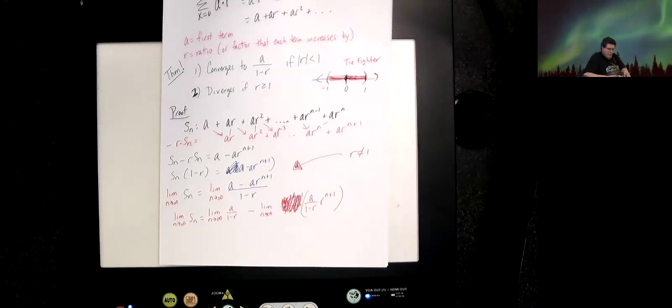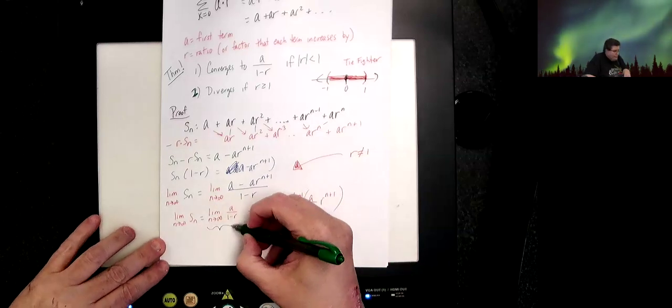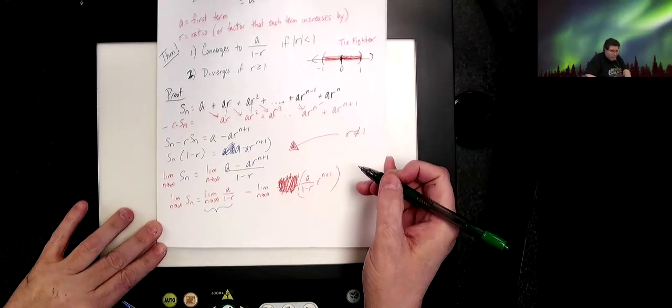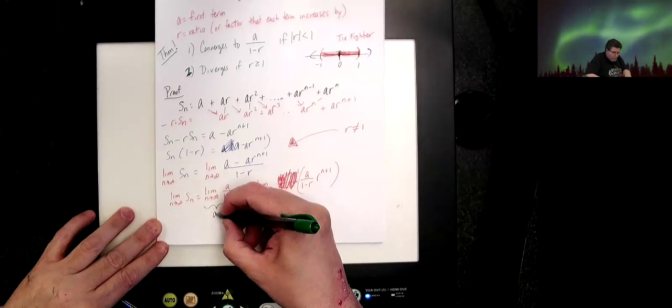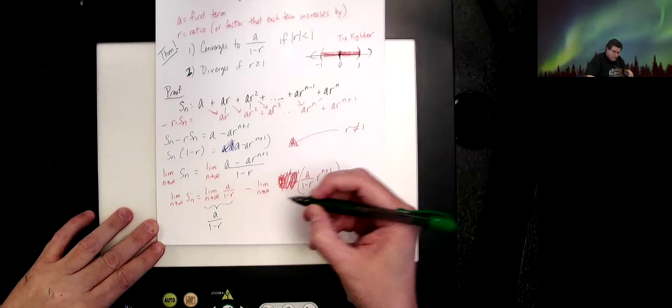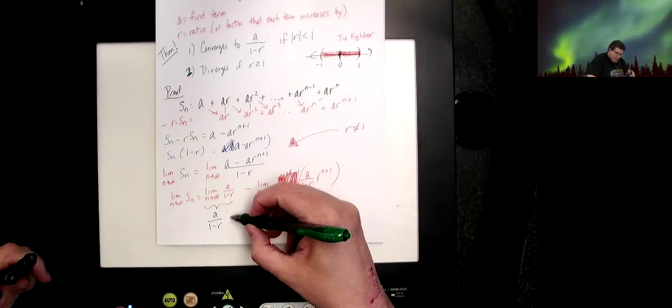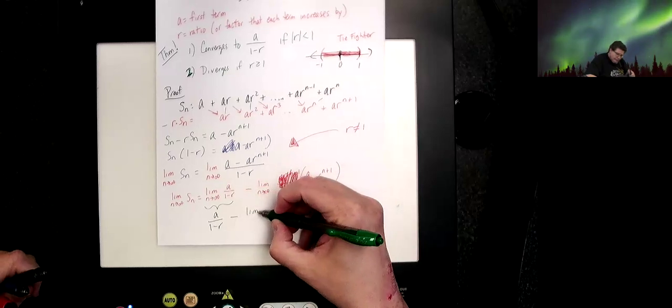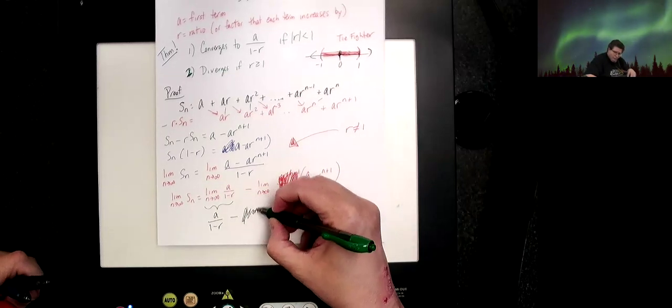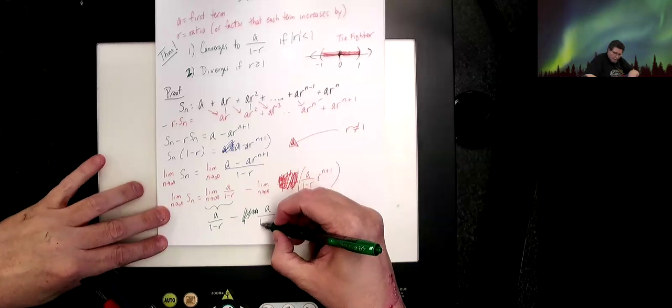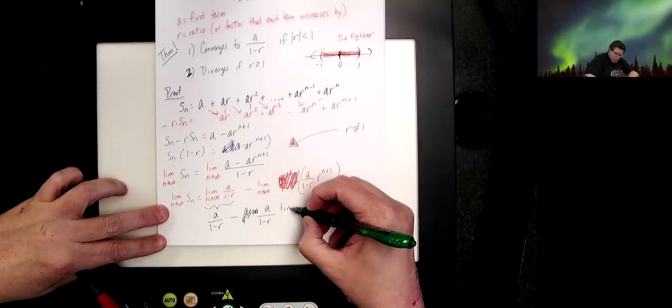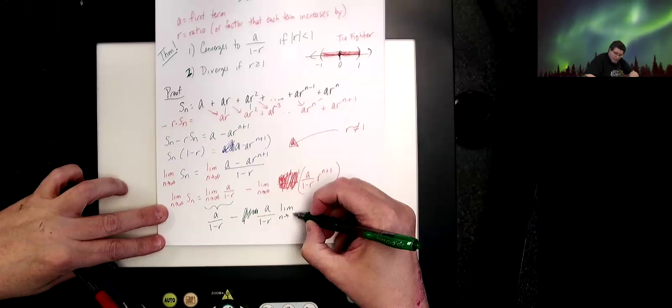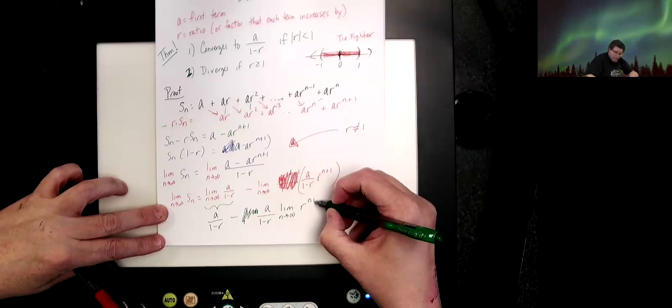Well, this one has got no n in it, right? So that's just a over 1 minus r. The next situation gets a little tricky. In fact, I can pull out the a over 1 minus r, so we can focus on the critical part right here: r to the n plus 1.